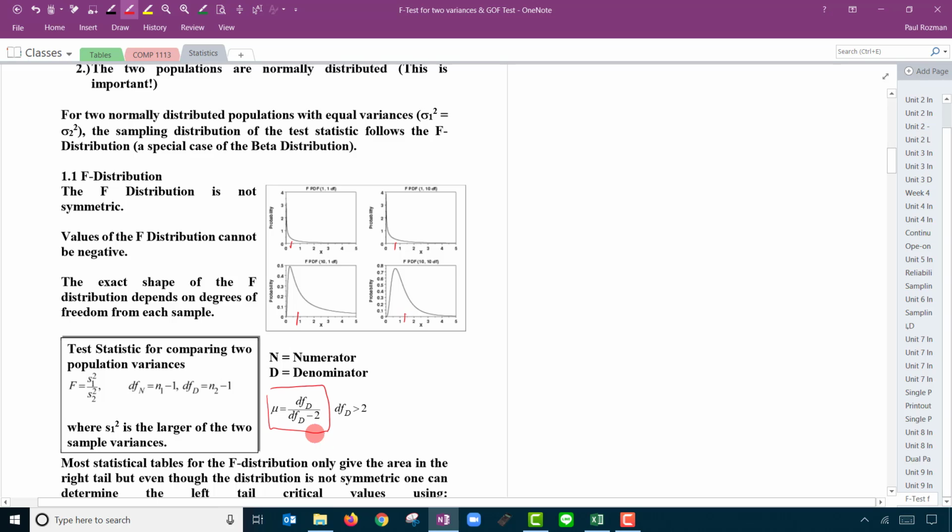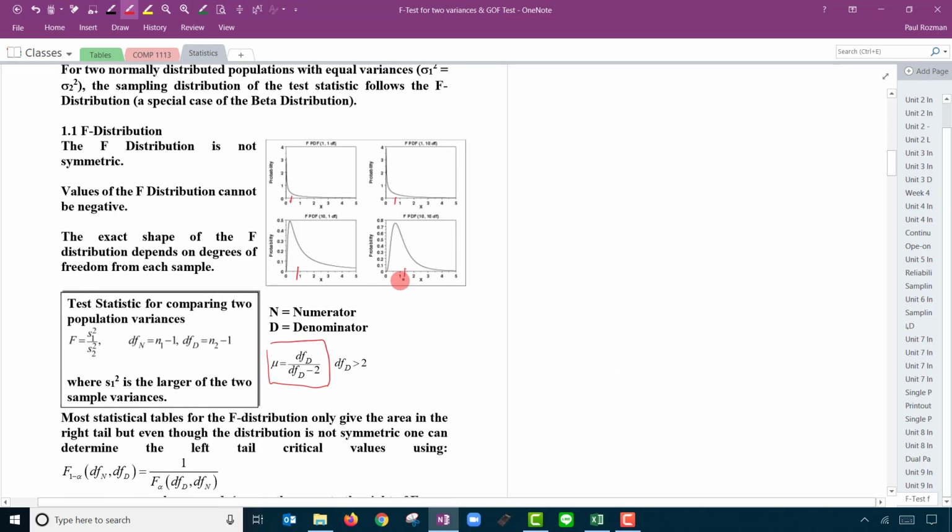It can all be done with the degrees of freedom of the denominator. When we're choosing which group to call group 1 and which one to call group 2, the way we will choose that will be to call group 1 the one that has the larger variance. So that will help keep this ratio greater than 1. And as we see in this distribution, most of the values are greater than 1.